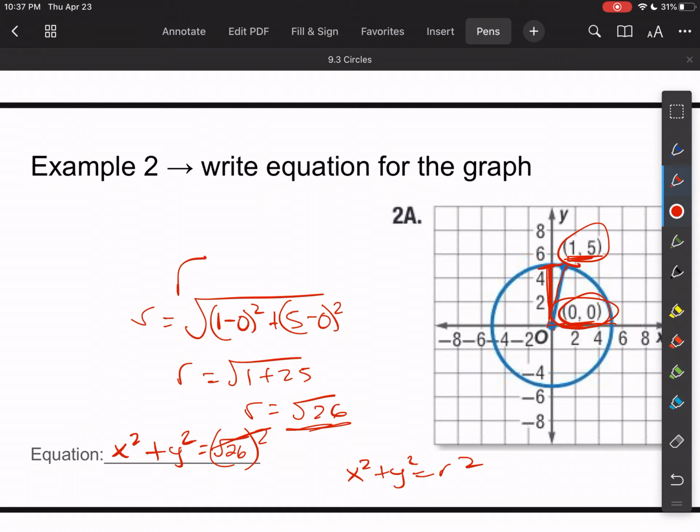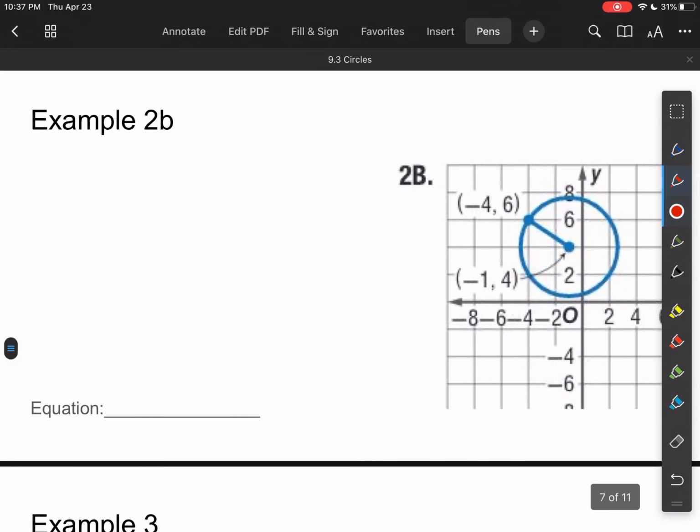Because the square root of something squared is just that thing that's in there, right? So the equation is simply this: x squared plus y squared is equal to 26. All right, so 2b is one that's identical to that. So we can do that again.